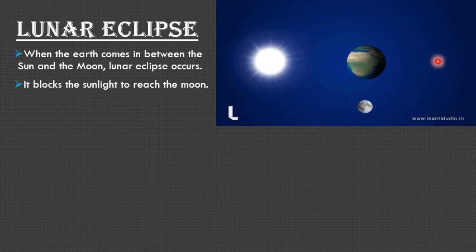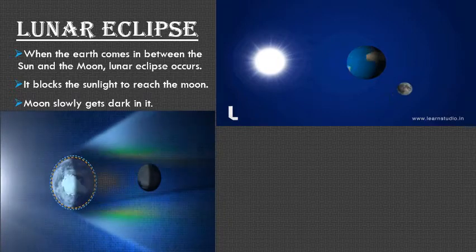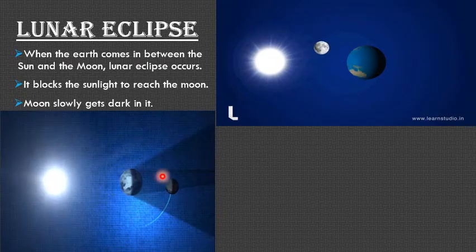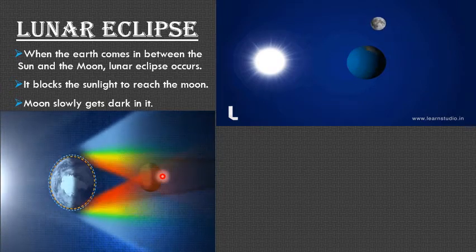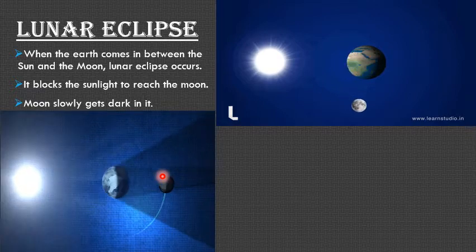And we know that moon does not have its own light. It takes the light from sun. But when it goes back, the sunlight is blocked. So the moon slowly gets dark because here no light is reaching on the moon. Here you can see when it comes back to the earth, it becomes dark, or sometimes it appears to have colors like orange, red, brown.